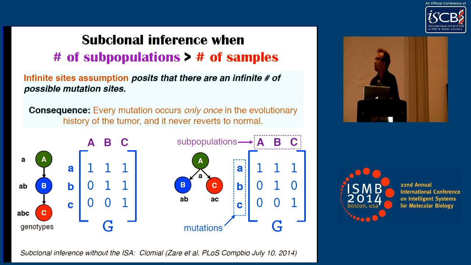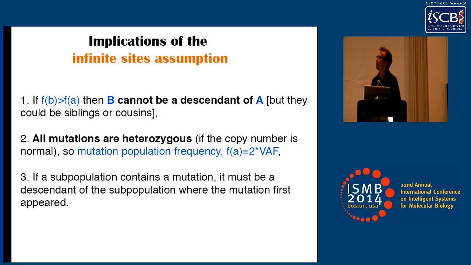Okay, so what are the implications of the infinite sites assumption? Well, the first implication, which is really important, is that if the frequency of the B mutation is greater than the frequency of the A mutation, then B cannot be a descendant of A. And that's because, sorry, let me make sure I get this right. Yeah, because if B is a descendant of A, then any cell that contains B also contains A. So the frequency of A has to be at least as high as B. Does that make sense? It's important you understand that, because that's the most important implication.